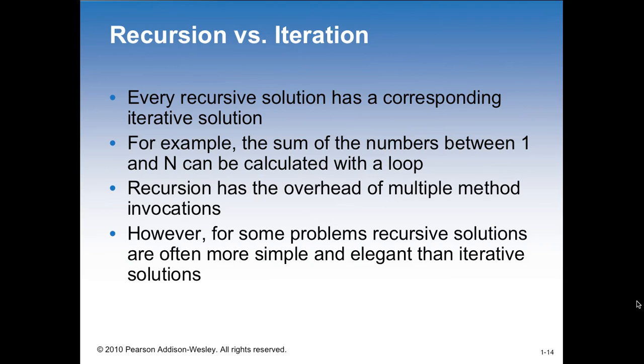Although intuitively you think, oh, that's hard. You know, it just looks hard. It's not really. It's just unfamiliar. It's just different from looping. So, for example, the sum of the numbers between 1 and n can be calculated with a loop. Recursion has the overhead of multiple method invocations. Yep, same problem with function calls. Method invocations are going to eat up your memory. However, recursive solutions are often more simple and elegant than iterative solutions.